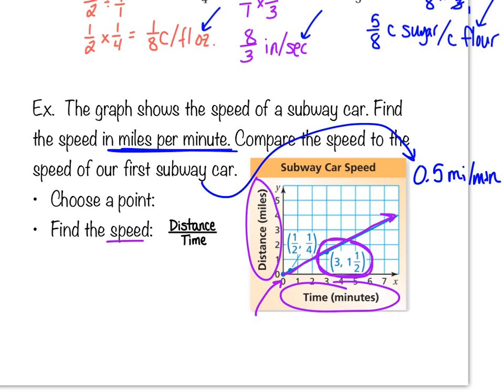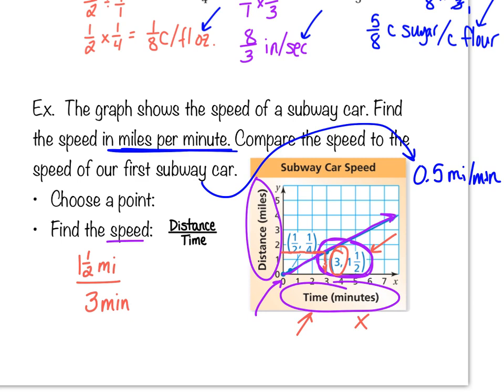Our distance is on the y-axis. Well, the y-coordinate is the 1 and 1/2. And you can see, if you draw a line over, that's right there at 1 and 1/2. So our distance is 1 and 1/2 miles. And our time is the x-coordinate, because it's on the x-axis. This is the x-axis. And it's 3. And you can see the point, if you draw a line down from that point, right there at 3 on the x-axis. So 1 and 1/2 divided by 3 minutes.